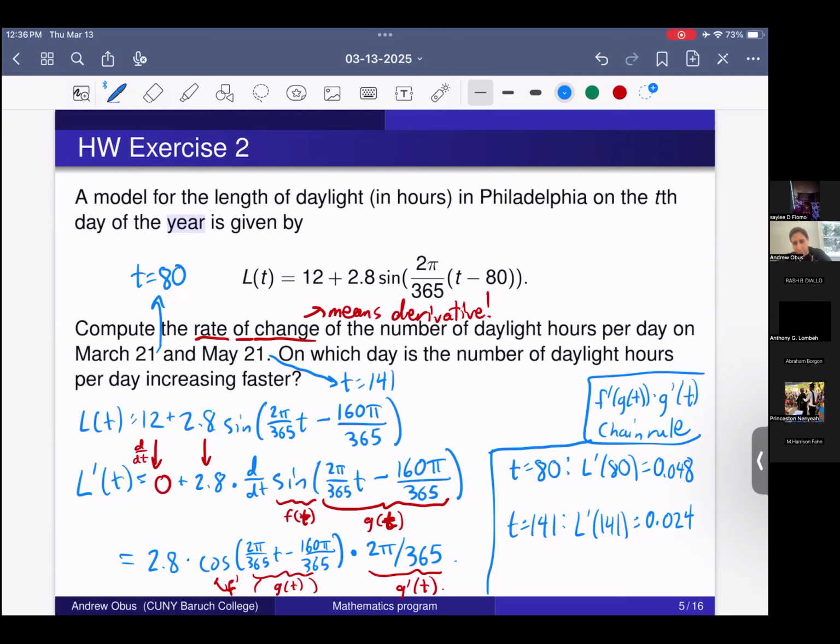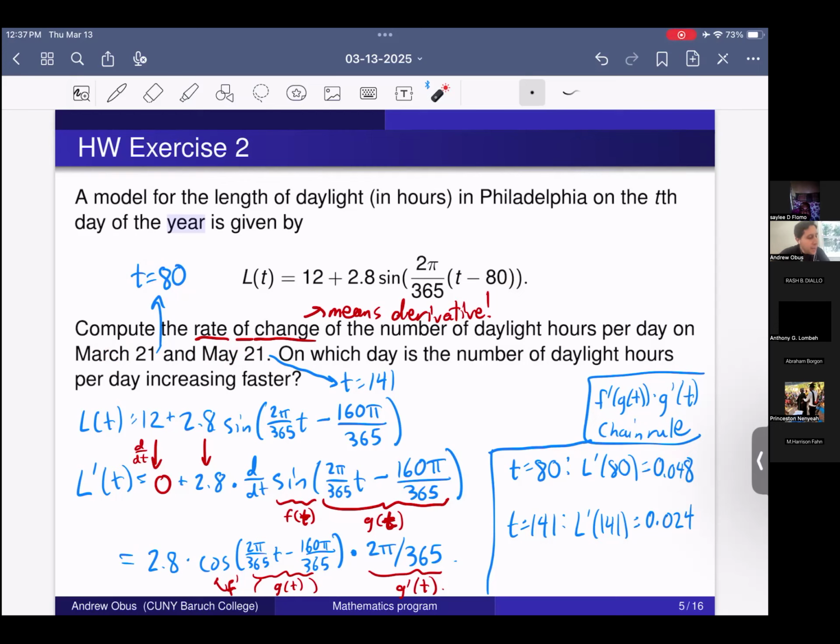Sure. I can't review everything, but basically we're just going over the homework from last time. We're going over this example, which is based on the chain rule. We compute the derivative of this complicated looking function, and when we compute that derivative, we end up getting this formula over here. And now we're punching in the days. So March 21st corresponds to t equals 80 because it's the 80th day of the year. And May 21st corresponds to t equals 141 because it's the 141st day of the year. And so when we punch in those numbers, we get 0.048 and 0.024.